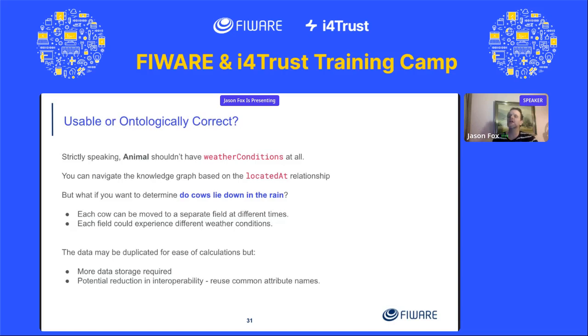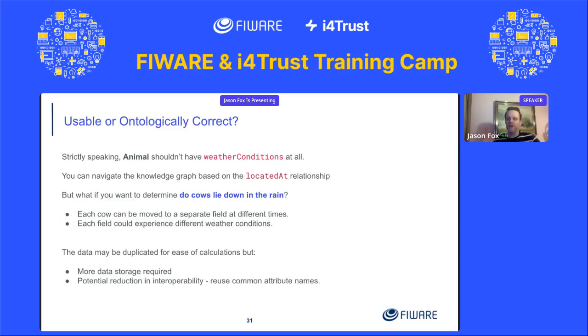You're not changing the data model. You're not adding in stupid stuff like weather into the cow data model, because it's a property of a property. However, you've got sufficient information in there to be able to get hold of the data. Now, obviously, the more you put in, the more specialized you get, the less interoperable your data is. However, you can reuse common names to make sure that it's clear.